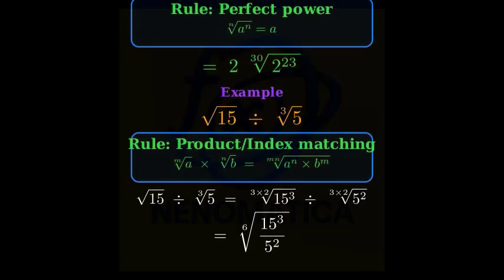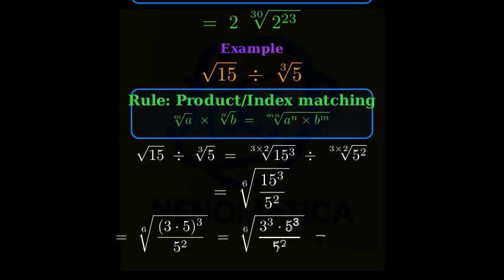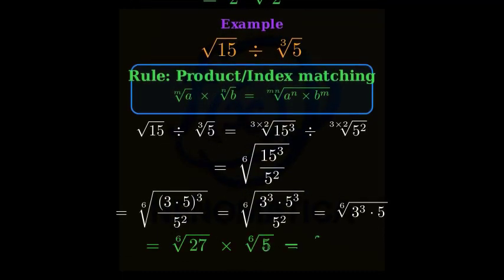Step 9. Factor 15 as 3 times 5. Then expand and simplify by subtracting exponents on the 5s. Step 10. Evaluate 3 cubed equals 27. So the final answer is the sixth root of 135. Summary. We matched indices using the least common multiple and combined.